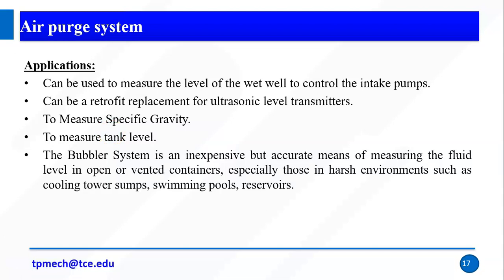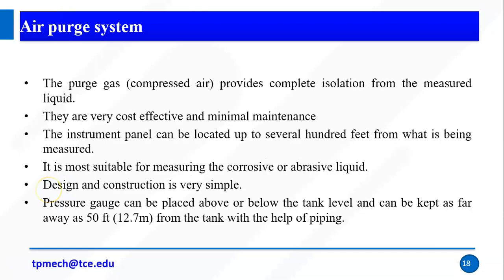So the applications: it can be used to measure the level of the wet well to control the intake pumps, as a retrofit replacement for ultrasonic level measurements, to measure specific gravity, and to measure tank level. The bubbler system is an inexpensive but accurate means of measuring the liquid level in open or vented containers, especially those in harsh environments such as cooling tower pumps, swimming pools and reservoirs.